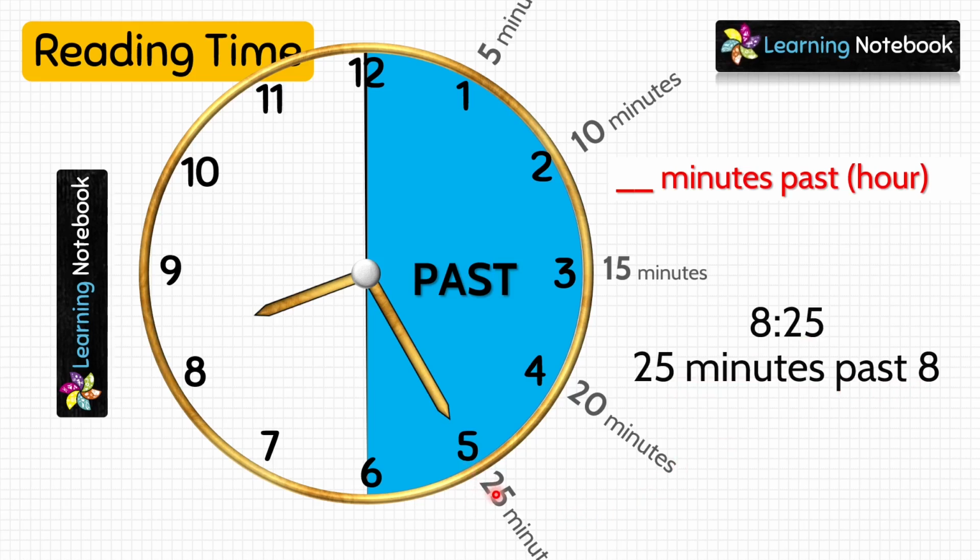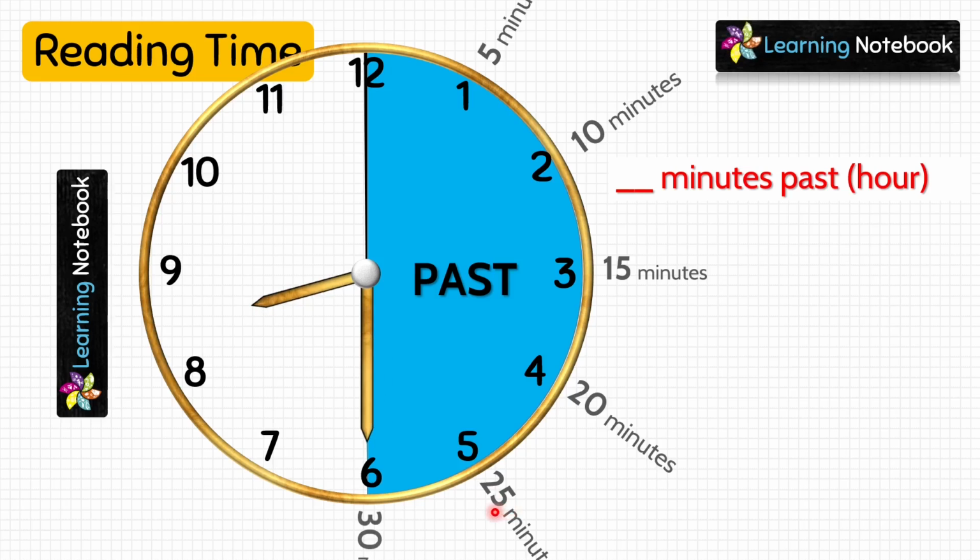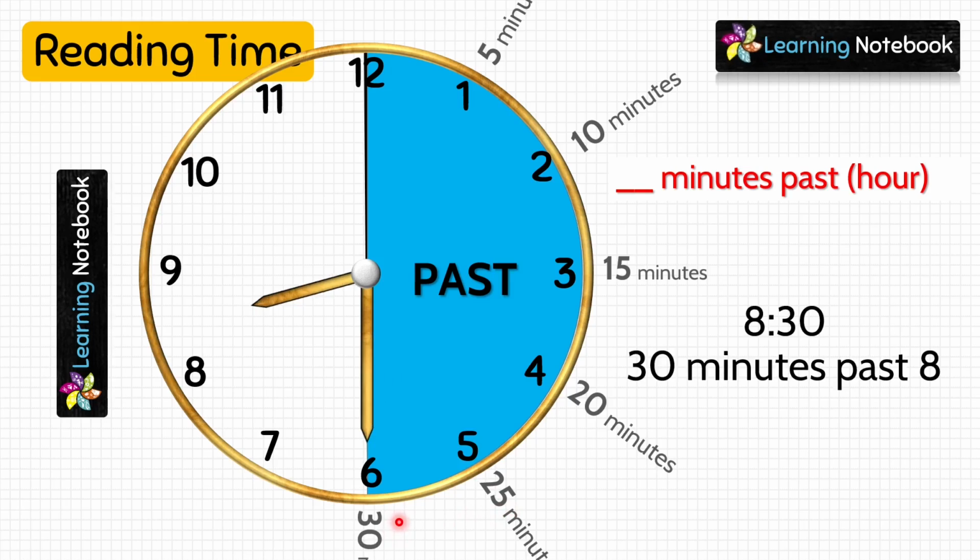Now the minute hand moves to the next number 6. 30 minutes have passed. So we say time is 8:30 or 30 minutes past 8. Students, we also read this time as half past 8.